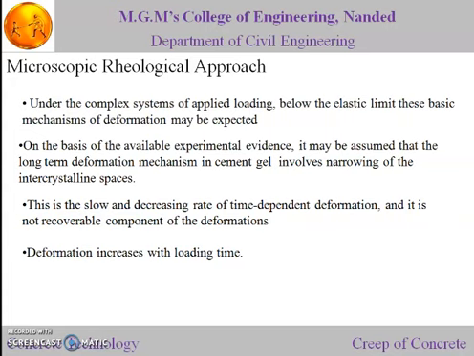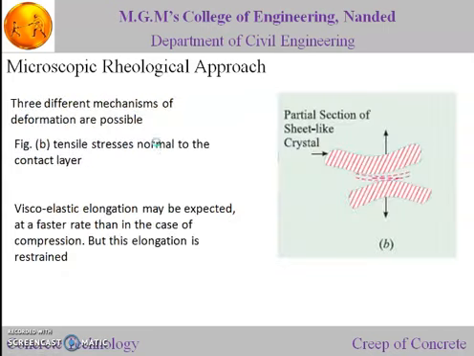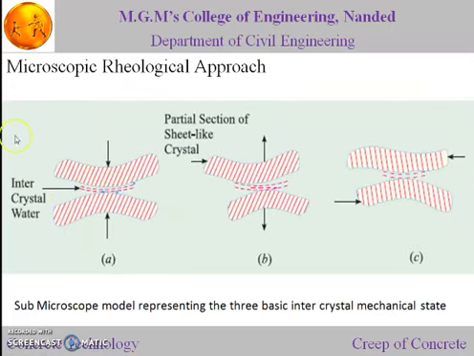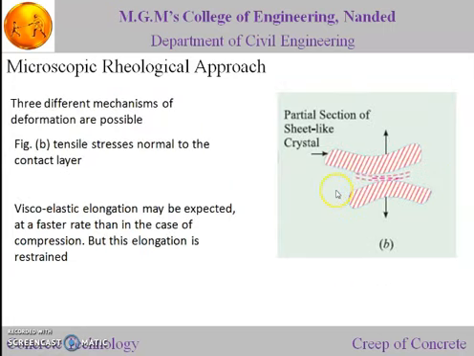Either the intercrystalline space gets reduced, or there is an increase in the space, or there is formation of water layers. So we can understand that under a complex system of applied loading, below the elastic limit, these three basic mechanisms of deformation may be expected.